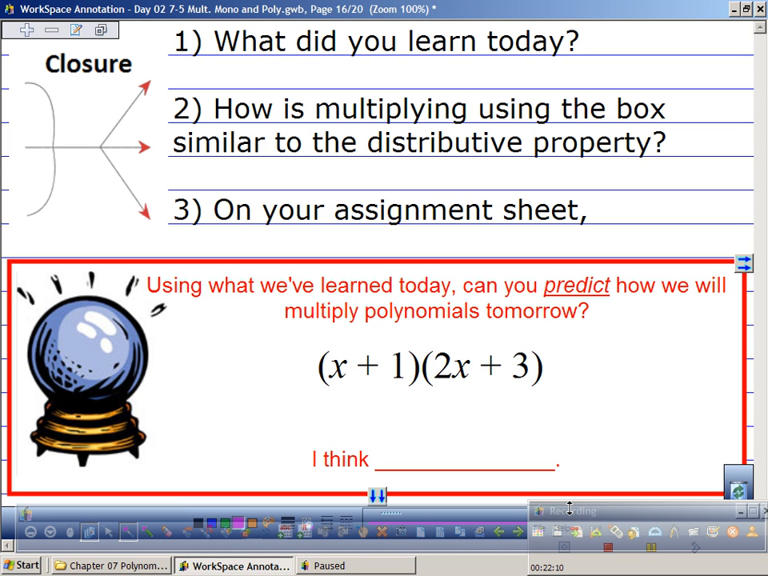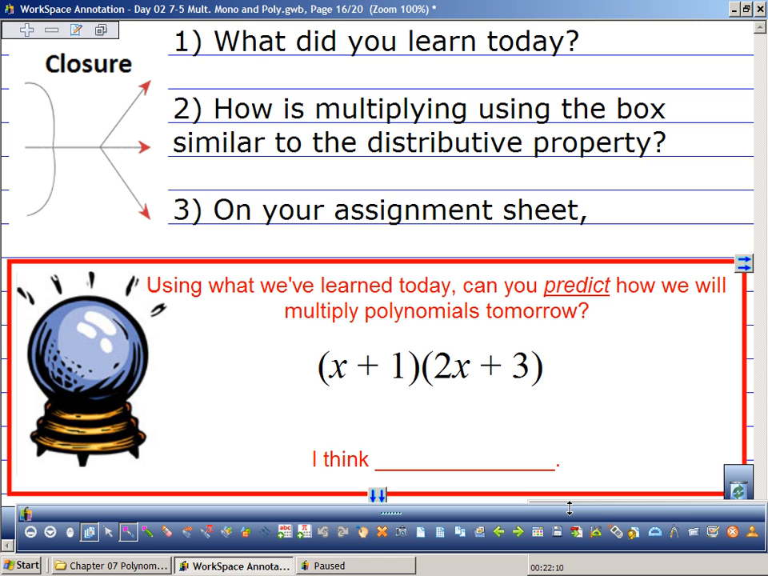Okay. Multiply, let's say we've multiplied a monomial times a polynomial. Good. All right. How is multiplying using the box similar to the distributive property? Oh, I like that. You break it up in groups. You got to multiply it by everybody in the group, right? Perfect. On your assignment sheet, using what you've learned today, can you predict how you will multiply polynomials tomorrow? So what do you think? What kind of box do you think this is going to be? A 2 by 2. It's going to be 4 in there, right? 2 by 2. Good job, guys.